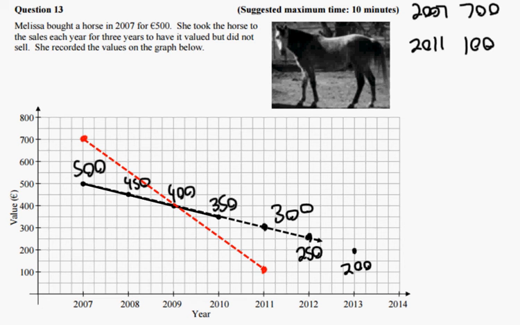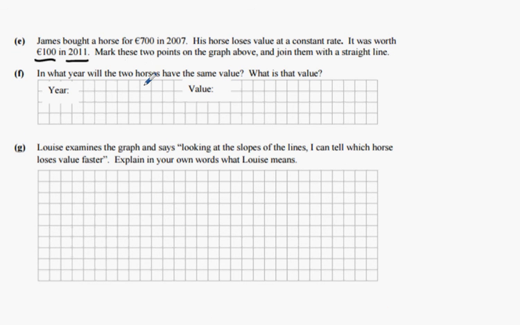When are both horses worth the same amount as each other? They're worth €400 in 2009. They're both worth €400, where the two lines hit each other. Okay, 2009, and they're worth €400.